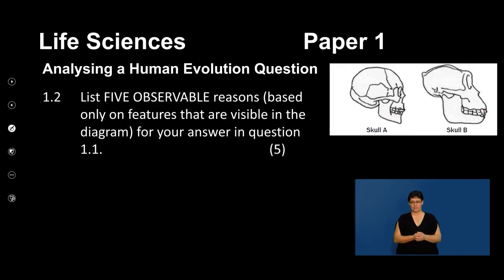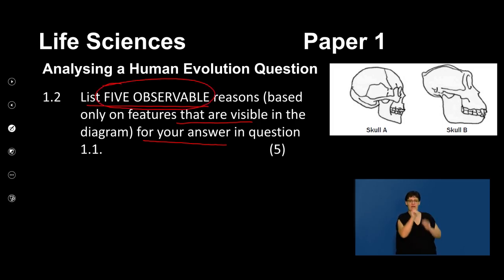I'm going to try and get to one more question and just give you an overview of this before we wrap up. List 5 observable reasons based only on the features that are visible in the diagram for your answer. So guys, in this question, you've got to be able to list the 5 observable reasons. And often we get learners that provide reasons that are not evident from the diagram. And hence, it's important that you refer to these diagrams and look for differences or similarities, and you can easily identify them by looking at these images.